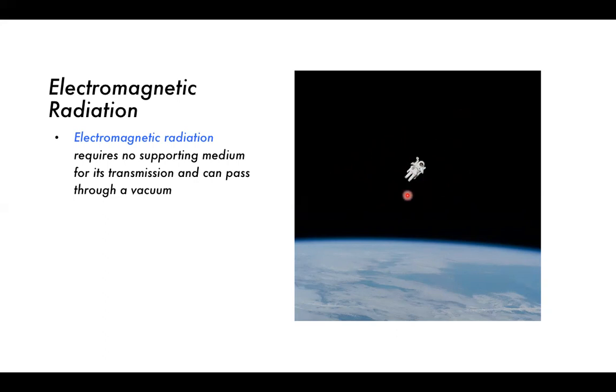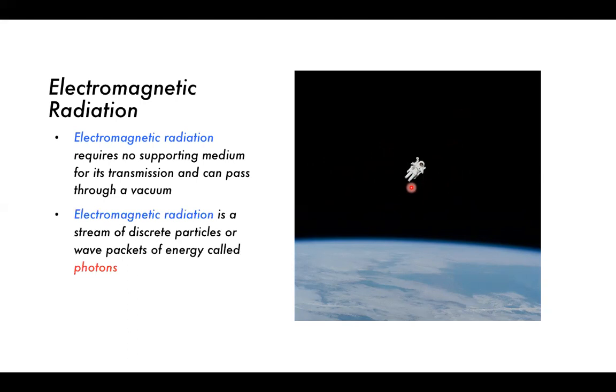Now, this astronaut can be seen because the electromagnetic radiation and light from the sun are going to be reflected off of their surface. Electromagnetic radiation is a stream of discrete particles or wave packets of energy called photons. And so most of what we'll deal with today is going to be regarding photons. Photon energy is proportional to the frequency of the radiation. We already talked about frequency as being the number of periods of that wave per second.